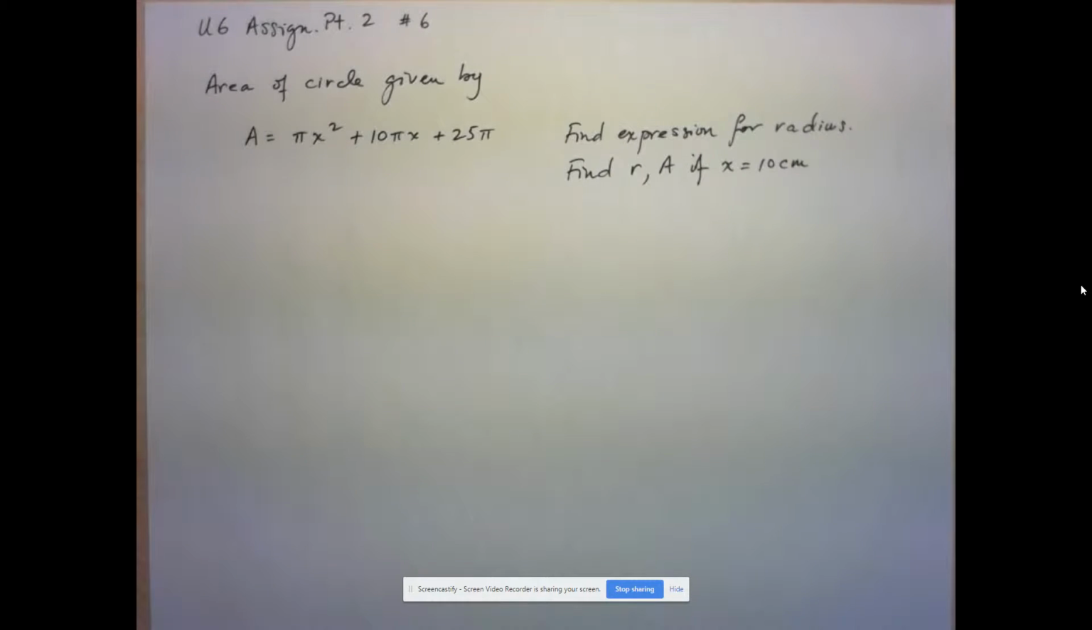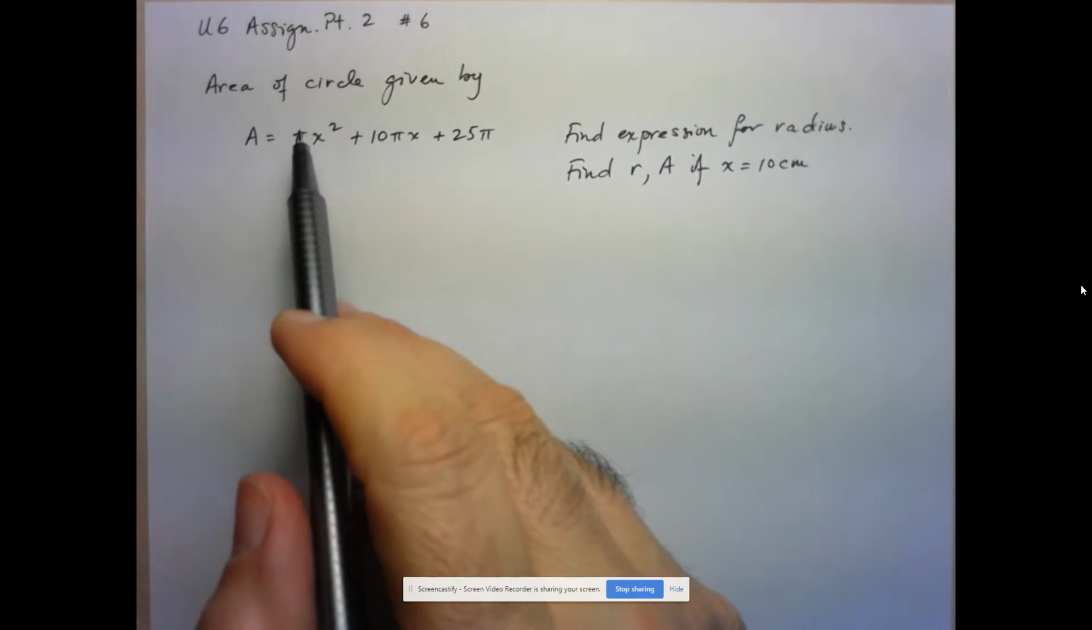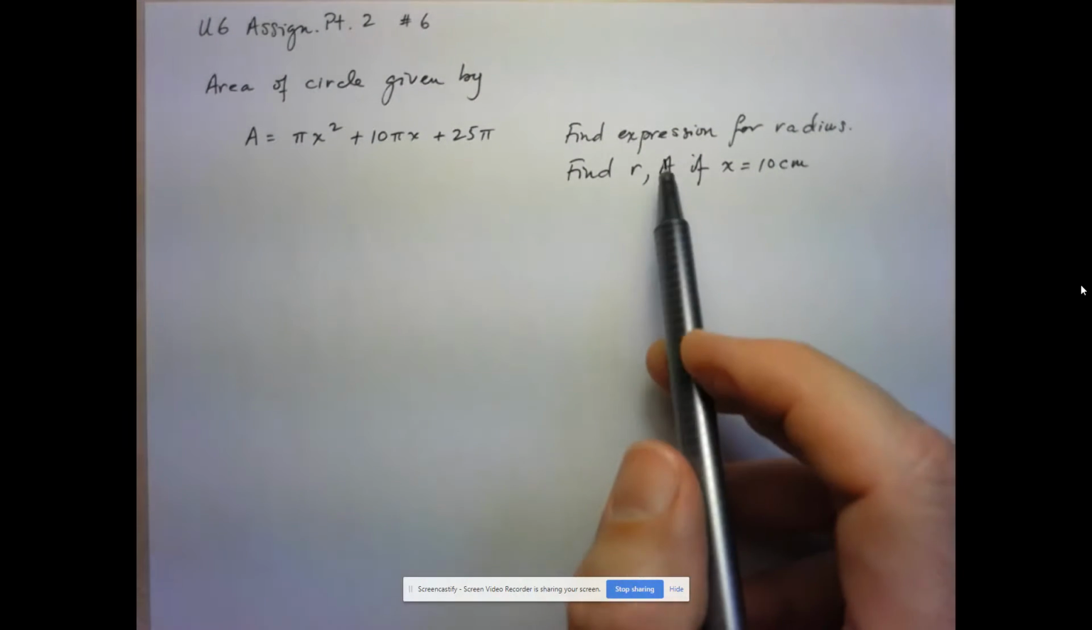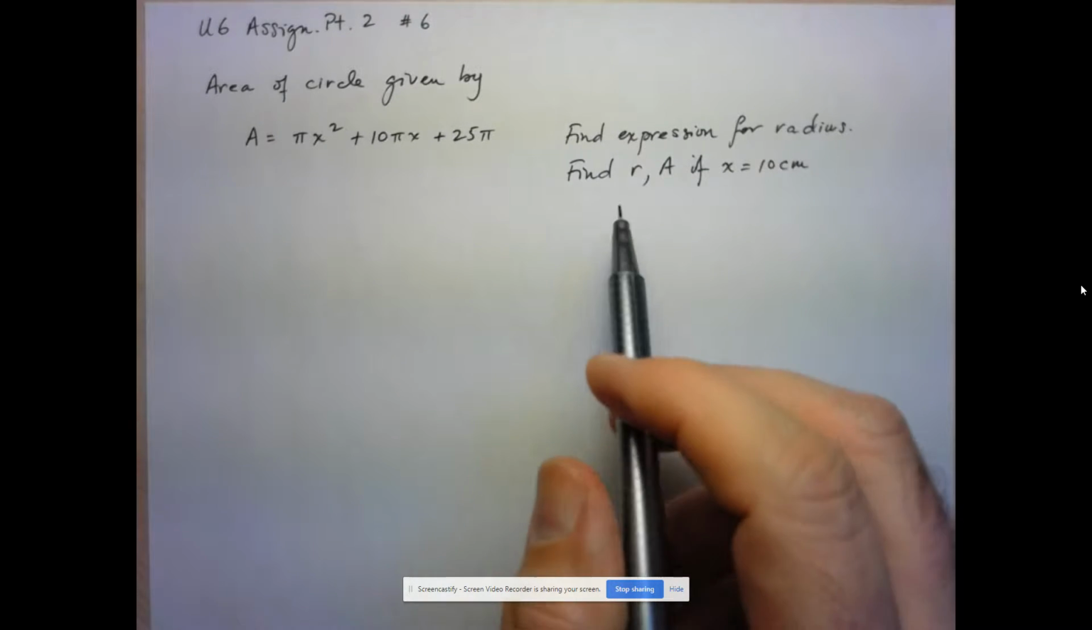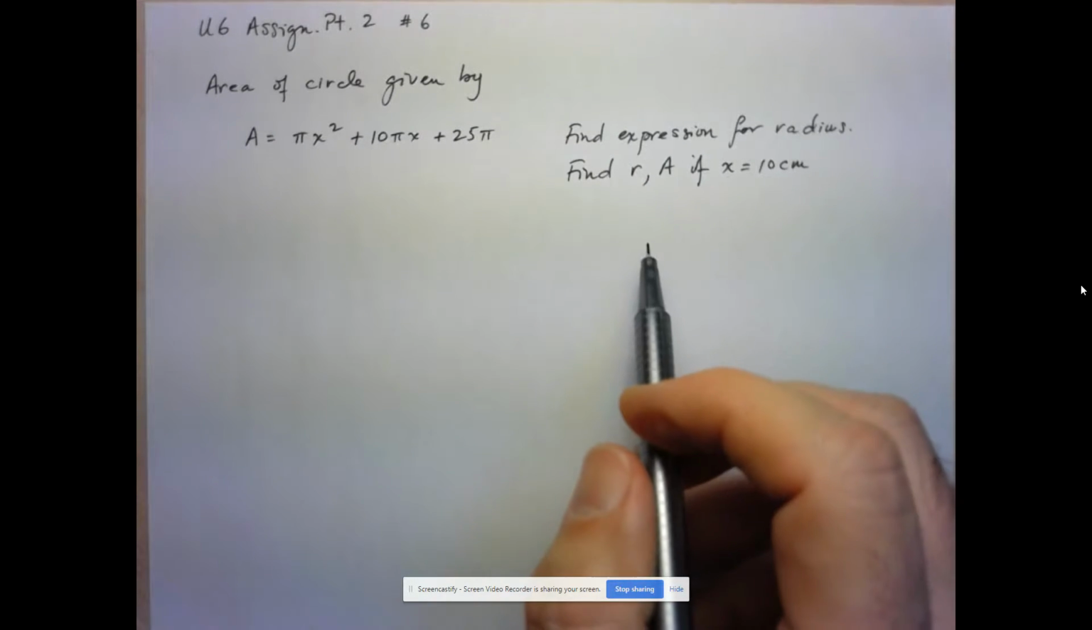Hi folks, we're going to take a look at number 6 from the Unit 6 assignment part 2. So they give us an equation for the area of a circle, and they want us to find an expression for the radius and then find the radius and area when x is equal to 10.